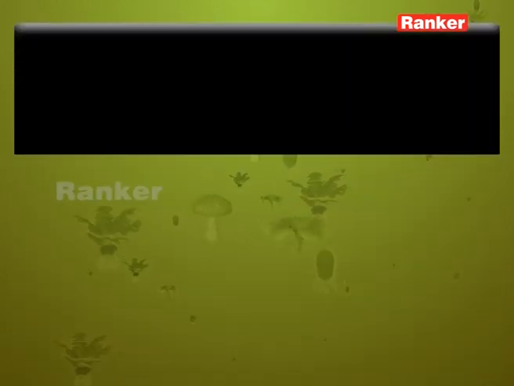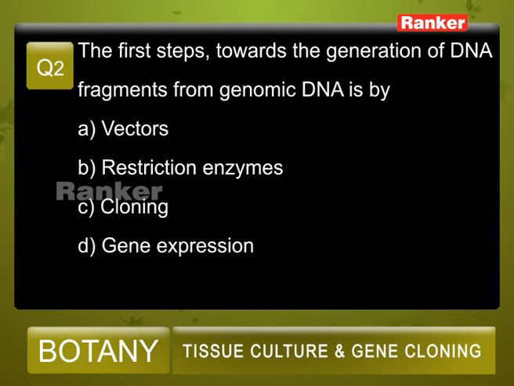Question number 2. The first steps towards the generation of DNA fragments from genomic DNA is by A, vectors, B, restriction enzymes, C, cloning, D, gene expression.